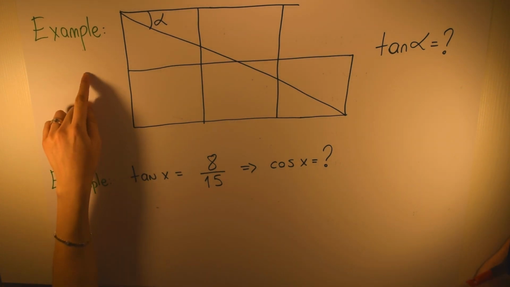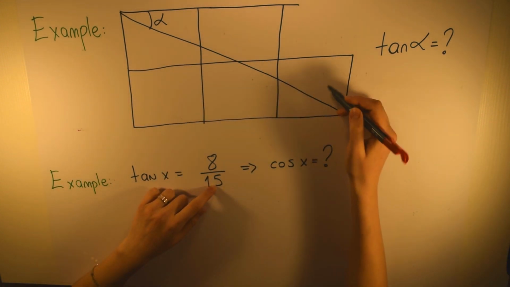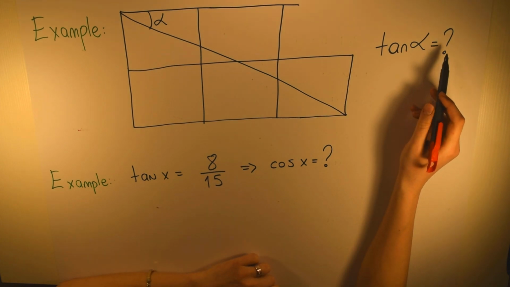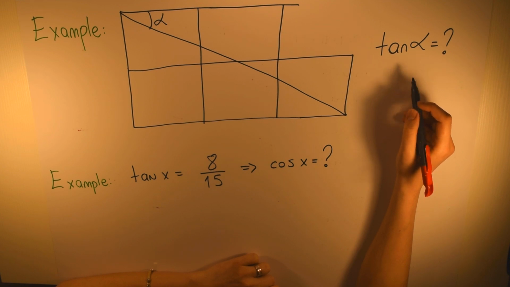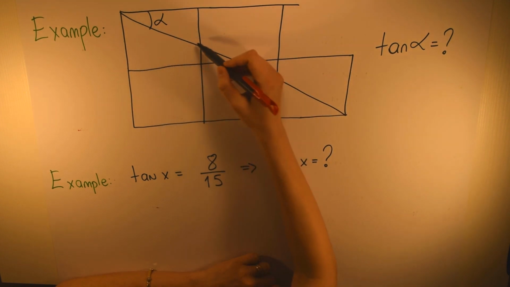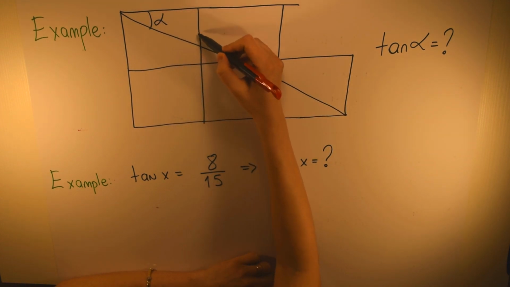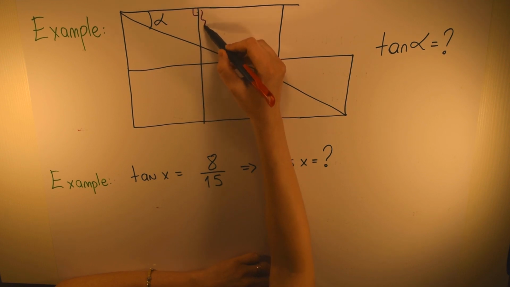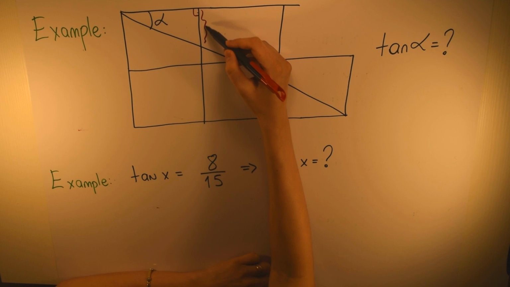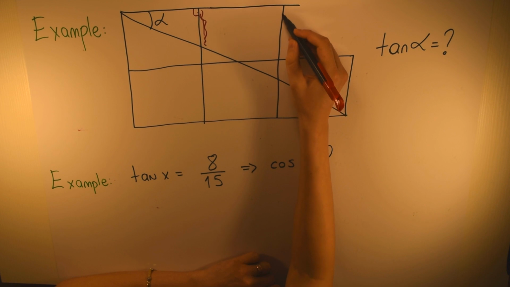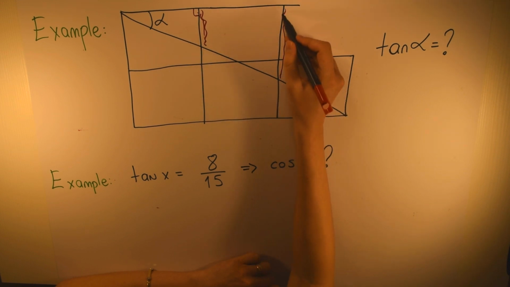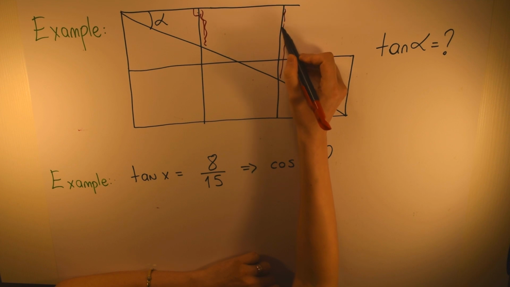In the first example, we have this shape, and tangent alpha is asked. So here, to find the value of tangent alpha, the angle alpha has to be in a right triangle, right? So when we look here, actually, this angle is in the right triangle, but we don't know the length of this side. We cannot actually find the length of this side. When I look at this triangle also, I don't know the length of this side either, right? We cannot find the length of this side.